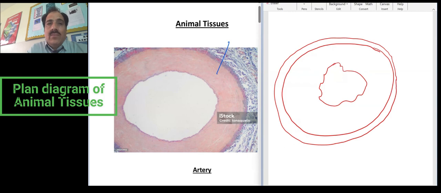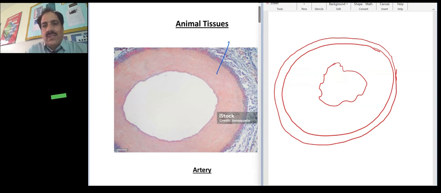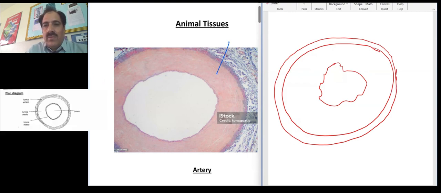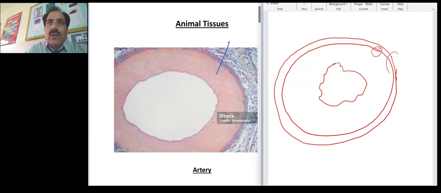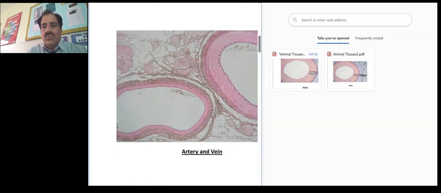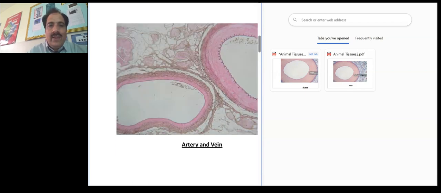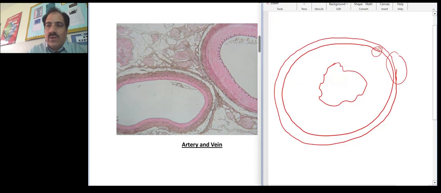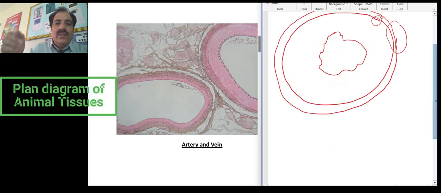As I'm making the drawings on the screen, my lines may sometimes be wavy and broken. So you have to take proper care that broken lines should not be there. So this is the TS of an artery. Moving to the next part, I have a slide here which shows the TS of a vein, and an artery is also over there. As we have already done the artery, let's make the TS of a vein.